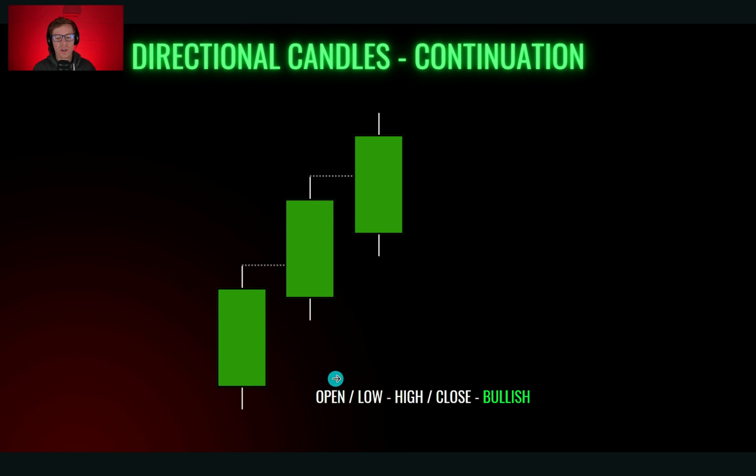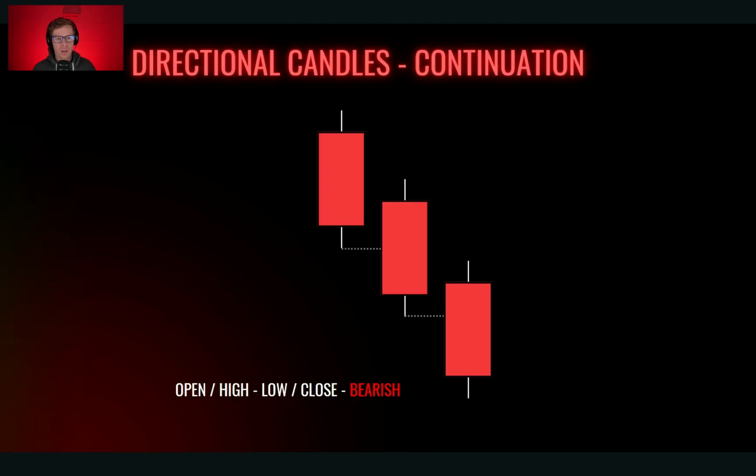All the candles are open, low, high, close candles, which is letting us know we have this bullish candle uptrend happening. And we've got our directional candles showing continuation to the downside, when we get these consecutive breaks in structure to the downside with these open, high, low, close candles, showing us that these candles are bearish and that there's continuation to the downside.